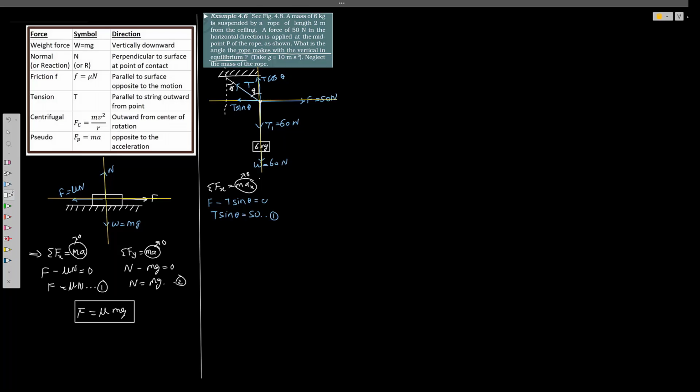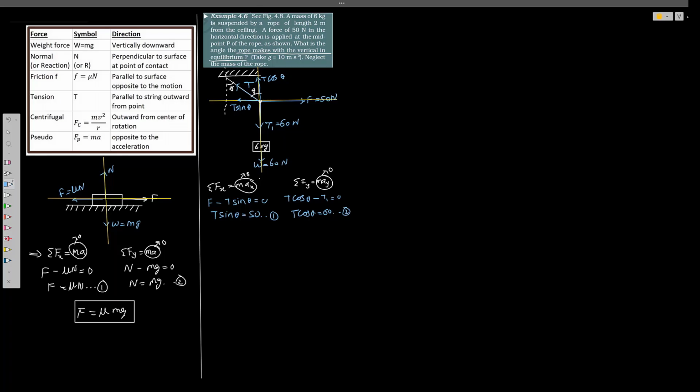Now, let's go for y component. Again, ay is 0, so we don't have to worry about it. Get the forces in positive y-axis. Who is in the positive y-axis? T cos theta. And in negative y-axis, T1. So T cos theta minus T1 equal to 0. So T cos theta is T1, which we found as 60. This is your second equation.